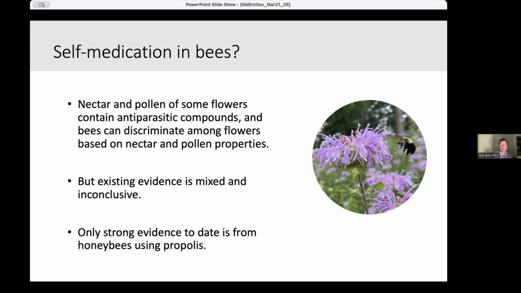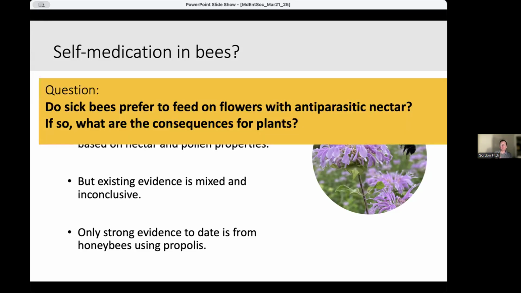So given all that, I've been setting out to figure out if we can detect self-medication in bumblebees. So thinking about whether sick bees are preferring antiparasitic nectar, and then also thinking about whether that has consequences for plants. We know that bee pollination is essential for the reproduction of many plants. And so could this mean that medicinal plants have, say, an advantage or a disadvantage depending on how widespread disease is in a bee population?